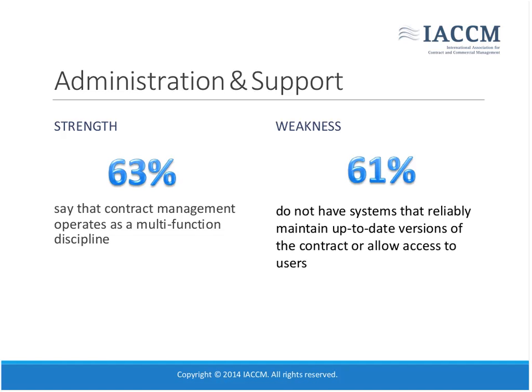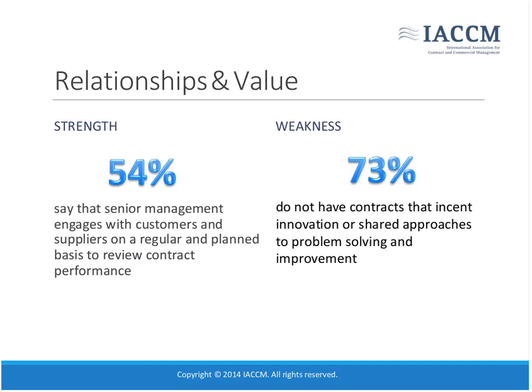Let's move on to our next chart and look at the aspects of relationships and value, where we find that 54% say that their senior management engages with customers and suppliers on a regular and planned basis to review contract performance. Now, we pick this as a strength because if it's true that 54% truly do that on a regular planned basis, then that's probably not bad news. However, one has to question all of this because 73% don't actually have contracts that incent innovation or that create shared approaches to problem solving and improvement.